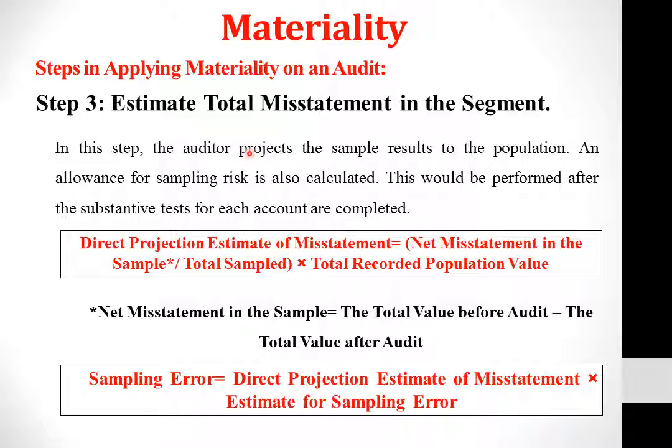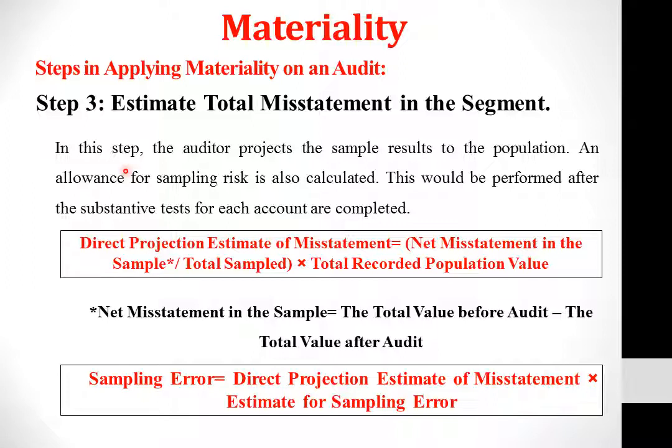In this step, the auditor projects the sample results to the population. He takes the result he reached in the sample and extends it to the population. An allowance for sampling risk is also calculated. Sampling risk is a percentage of the direct projection estimate of misstatements. Okay. Sampling risk, or sampling error, is a percentage of the direct projection estimate of misstatements. To make it easier for us, we are going to make the sampling risk equal 50%. Estimate of sampling error equals 50%. We perform this after the substantive tests for each account are completed. This step is going to be in the testing phase of the auditing process.